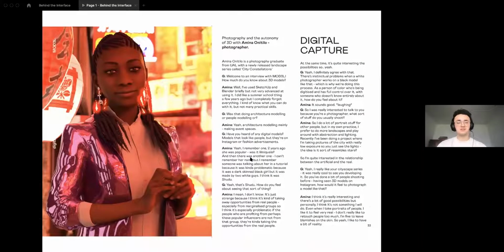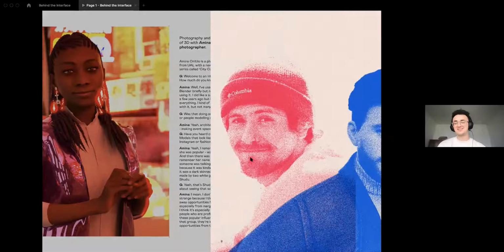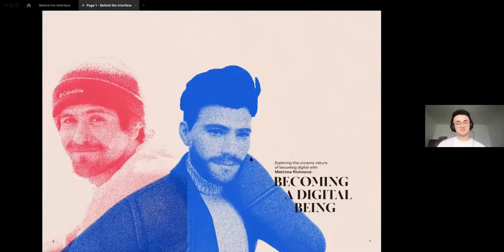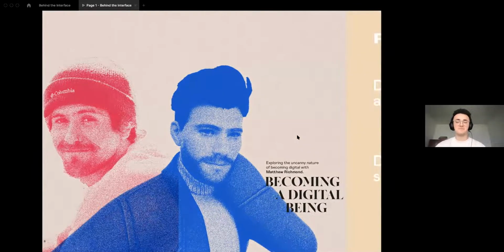Working with fellow UAL grad Amida Ontilio, who is a photographer, we talked about what it would be like to photograph a real sort of 3D model. Would that change the way that you would work? As well as my dear classmate, Matt Richmond, talking about what it's like to be digitized and how it feels to have someone else create a digital representation of yourself.